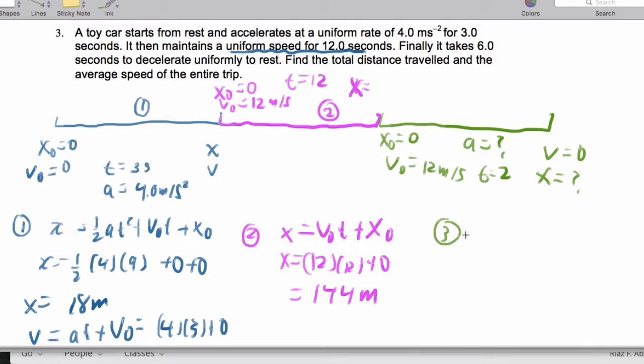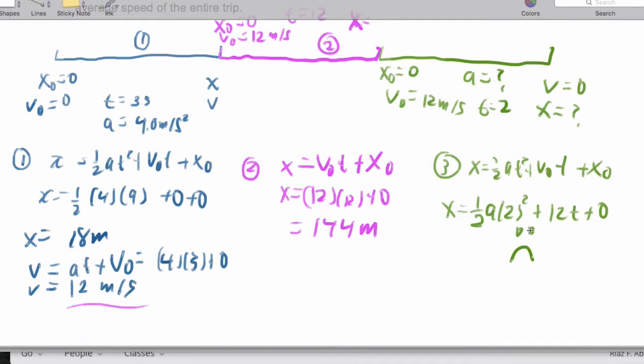So let's solve for what we can solve for. We want the total distance traveled. Let's see what we can do with this. So we could say x is 1/2 at squared plus v naught t plus x naught. So x is 1/2 a times 2 squared plus v naught, which is 12 times t plus 0. Uh-oh, not a good formula. So let's try the next one. Let's try v equals at plus v naught and see what we can solve for.